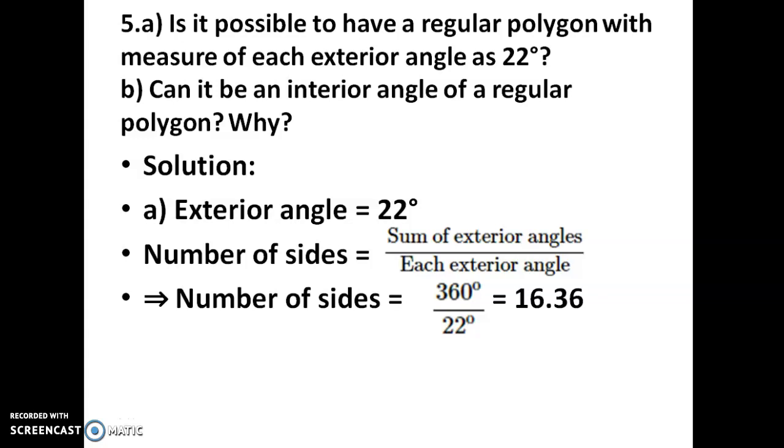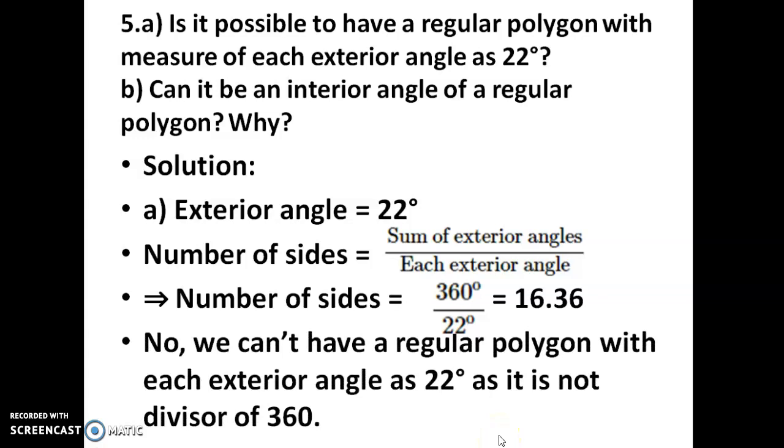Mostly from 3 to n. Then only we can have a polygon. So this is not at all possible. We can't have the number of sides as a decimal. So this is not possible. No, we can't have a regular polygon with each exterior angle as 22, as it is not a divisor of 360. Okay, so now coming to question B.